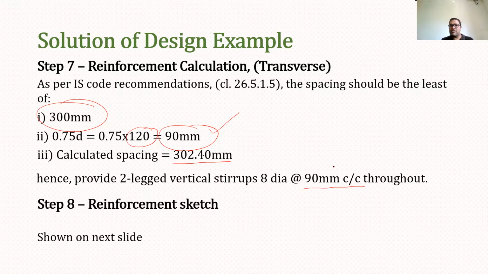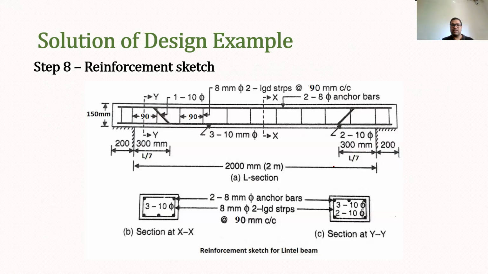Now our final step is to draw the reinforcement sketch, which is provided on the next slide. Here you can see this is the lintel beam and this is the reinforcement that we have designed. This is the longitudinal reinforcement, and these are the stirrups, with spacing of 90 mm each. You can also see one bar bent up, of 10 mm dia. At this point you will find 3 bars of 10 mm dia, but at this point you will find 2 bars of 10 mm dia because one bar is already bent up.